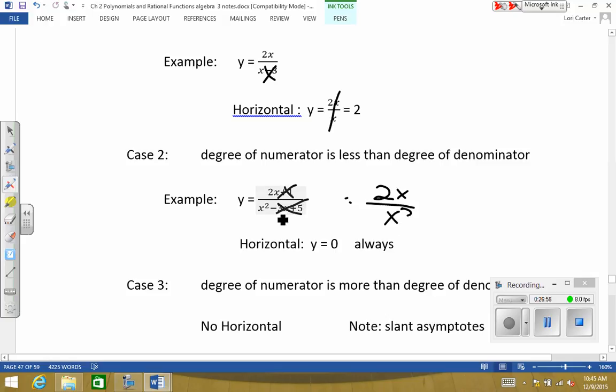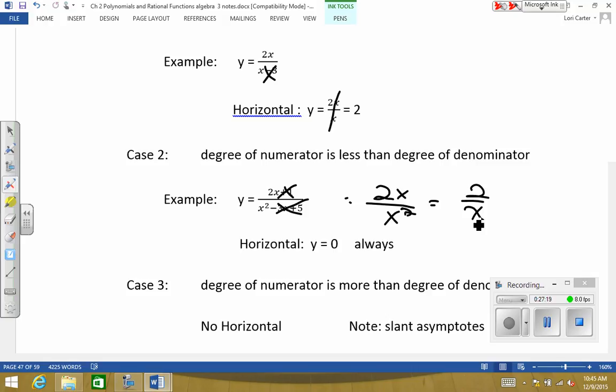Now, when we do this and I reduce it, I'm left with an x on the bottom, in the denominator. So that's 2 over x. It doesn't matter if there's an x squared, x cubed, whatever. If there's an x left in the denominator, the answer is 0.